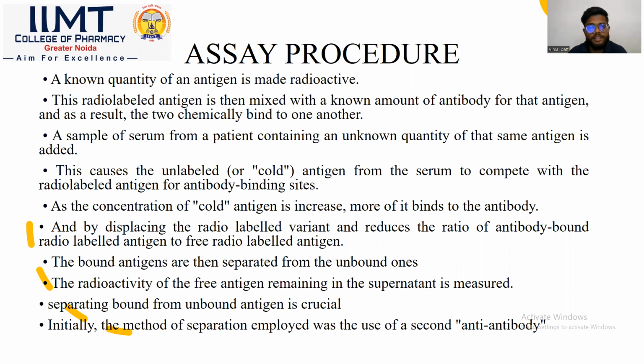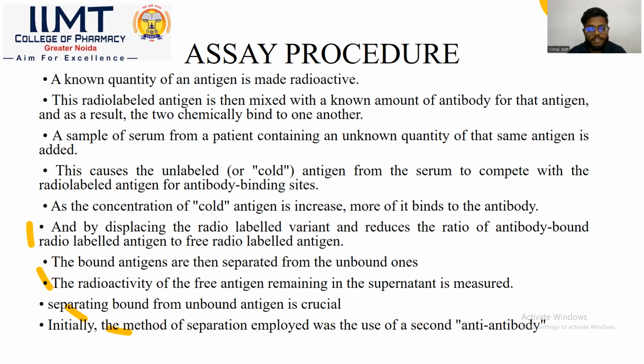A sample of serum from a patient containing an unknown quantity of that same antigen is added. This causes the unlabeled or cold antigen from the serum to compete with the radio-labeled antigen for the antibody binding sites. As the concentration of cold antigen is increased, more of it binds to the antibody, displacing the radio-labeled variant, and reduces the ratio of antibody-bound radio-labeled antigen to free radio-labeled antigen. The bound antigen is then separated from the unbound. The radioactivity of the free antigen remaining in the supernatant is measured.